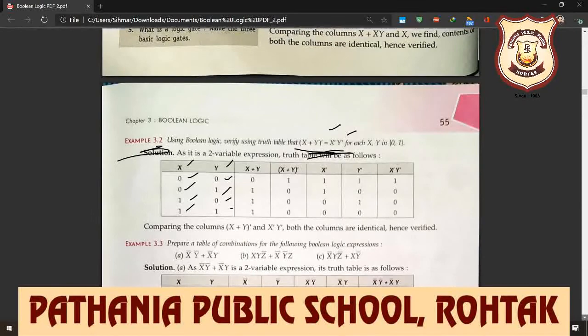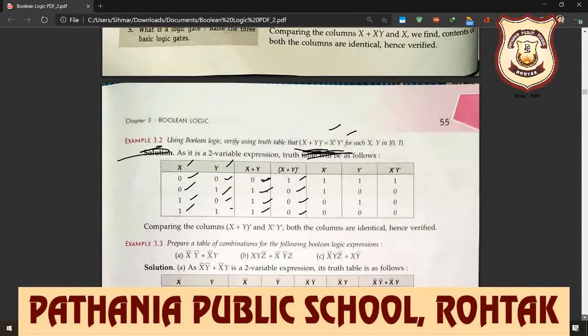So now we need x plus y. Why? Because our statement is x plus y whole complement. So first you can add the x plus y. So here is 0 plus 0 is 0, 0 plus 1 is 1, 1 plus 0 is 1, 1 plus 1 is 1. Now we need complement. So x plus y complement, here 0, 1, 1, 1 convert in 1, 0, 0, 0. This is the complement.